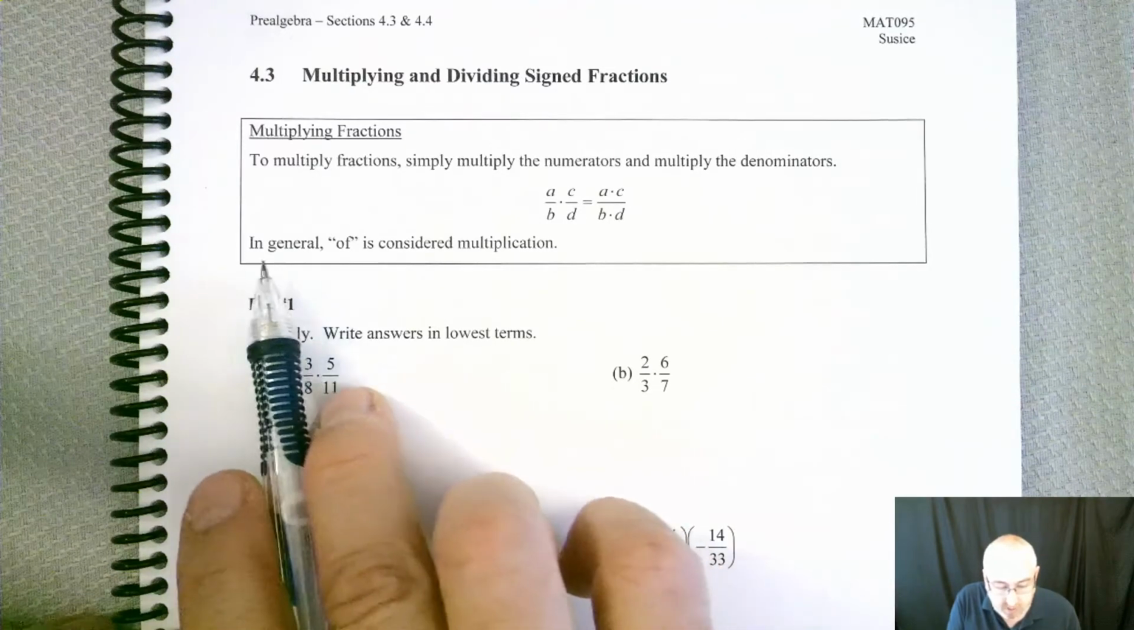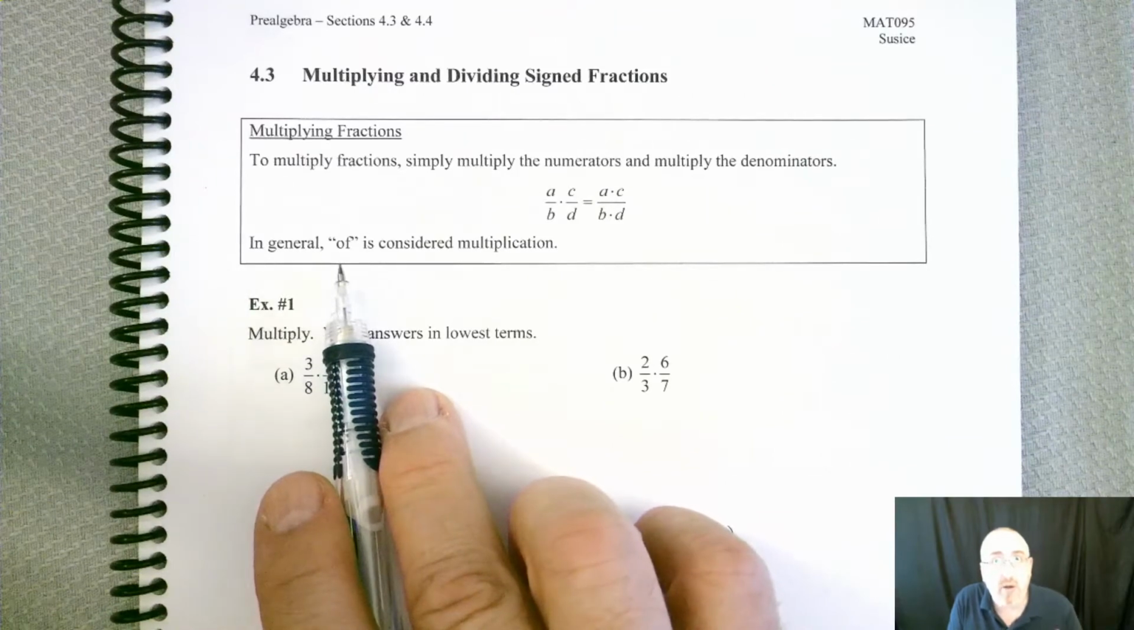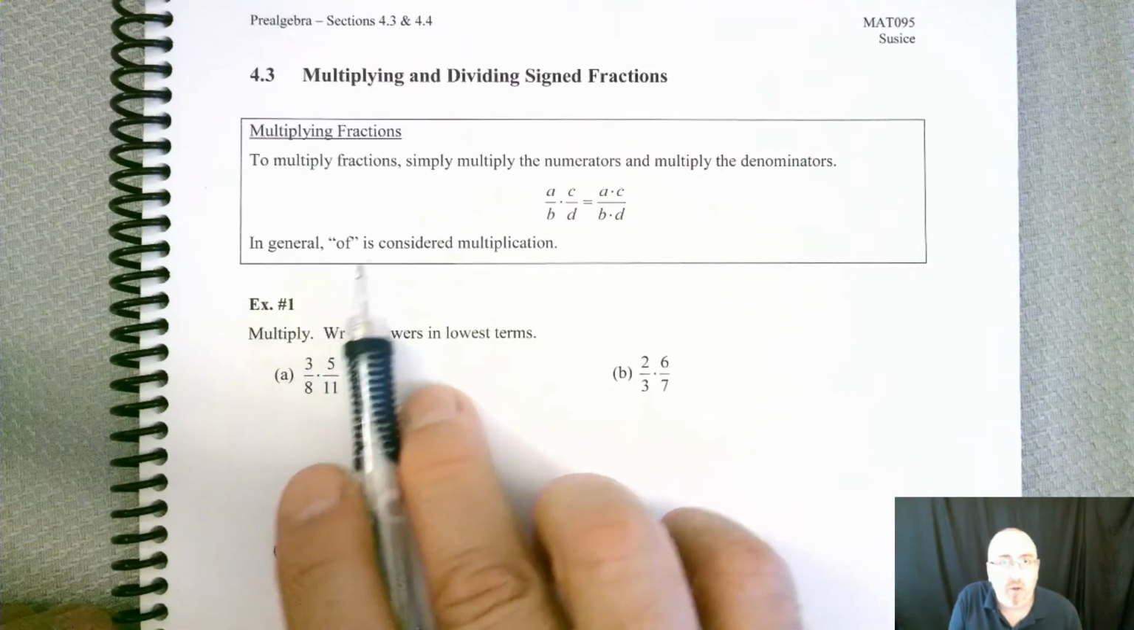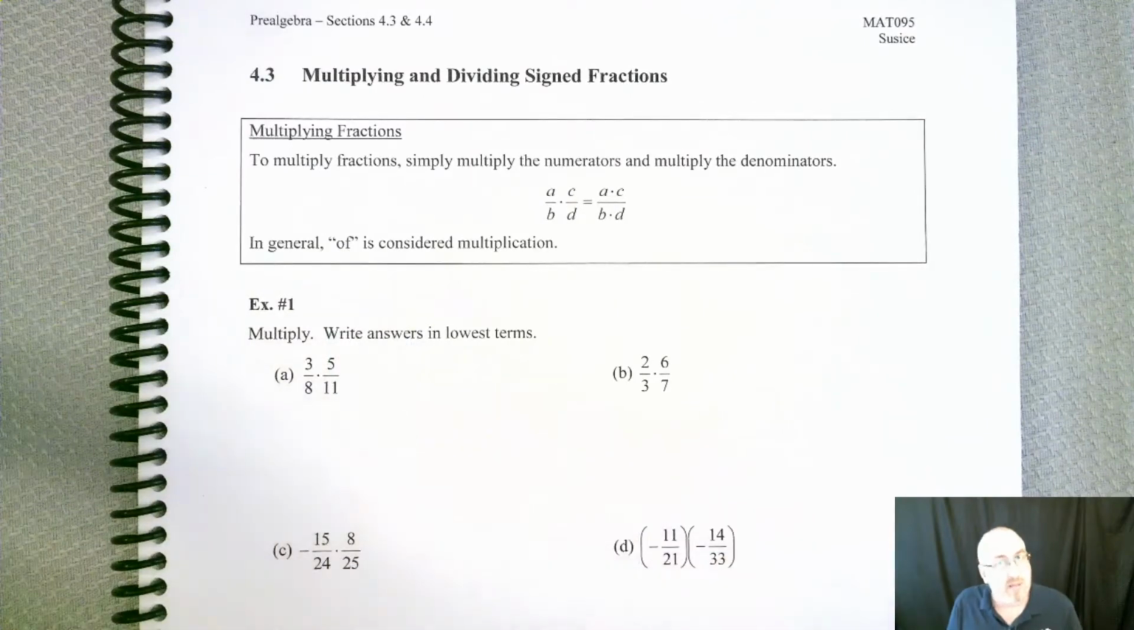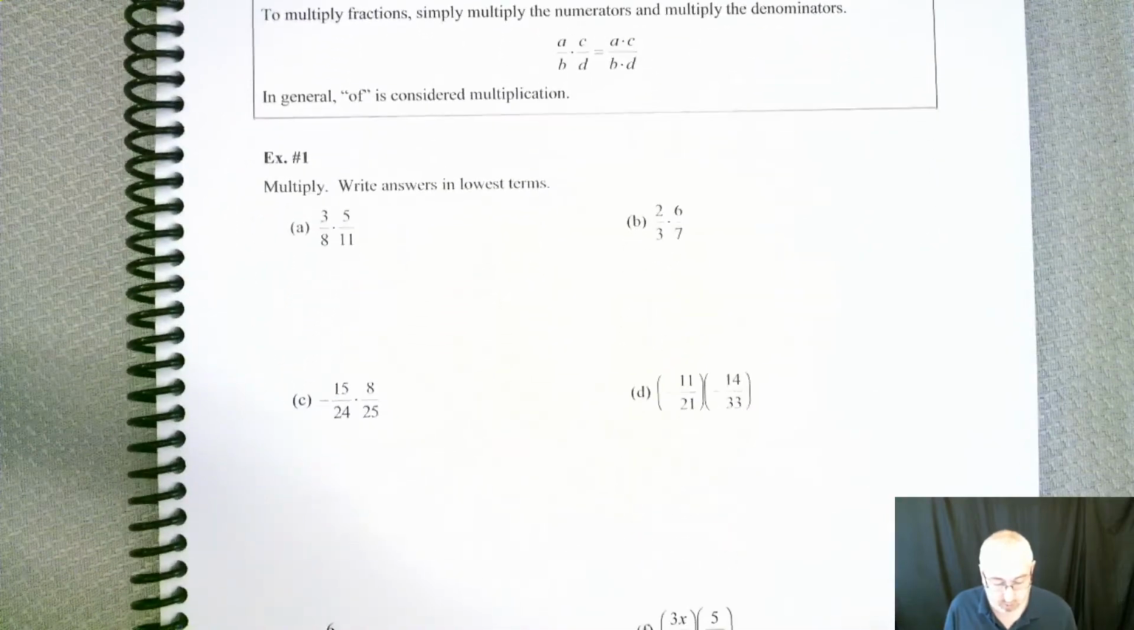The only other thing I'll mention is that when they try to do it in a more applied fashion, they'll use the word "of" a lot to describe multiplication. That's a lot of the time, but not all of the time. So you do have to be a little bit careful with some of the wordings that they'll use. But let's jump right in and see how this works.